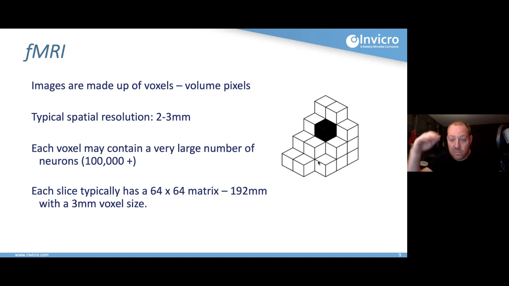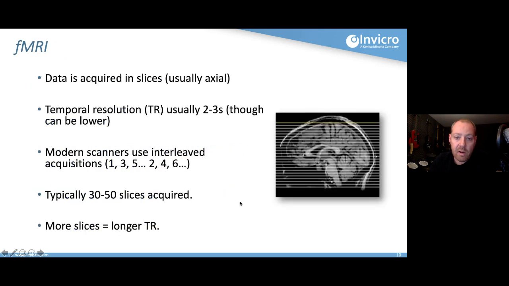brain in the kind of axial straight dimension. And these are typical values. Some people use other different things, bigger or larger. So data is acquired in slices, usually axial, sometimes not, it depends. Axial meaning straight through the head in that kind of orientation. The temporal resolution is usually 2 or 3 seconds, and that means the time it takes to acquire one complete brain volume to scan through the head and acquire all of these slices.